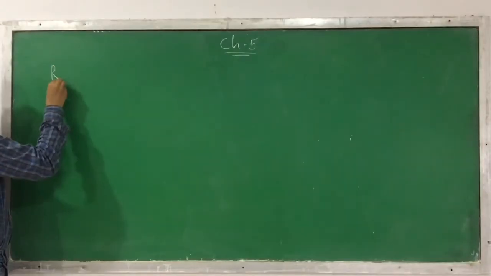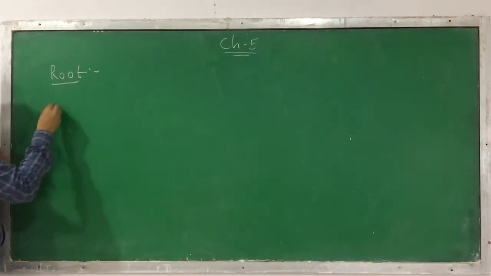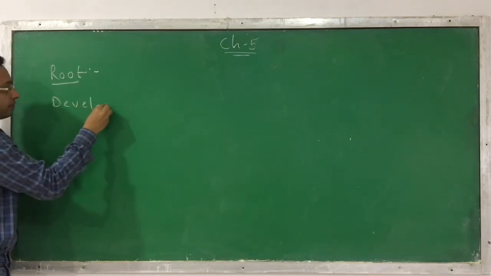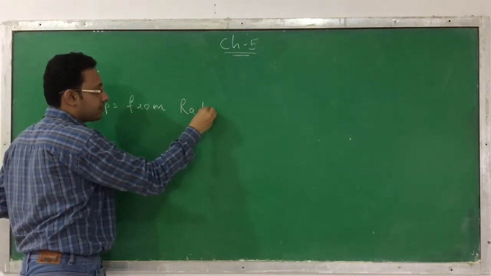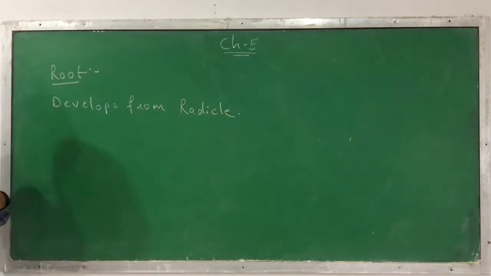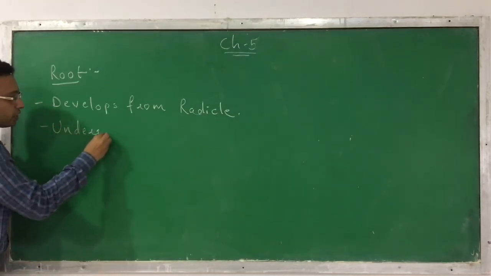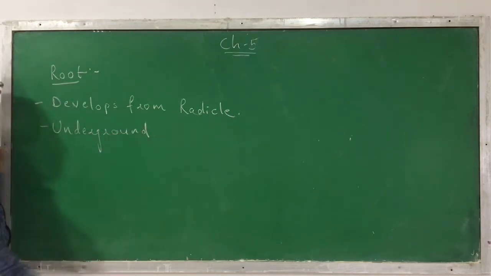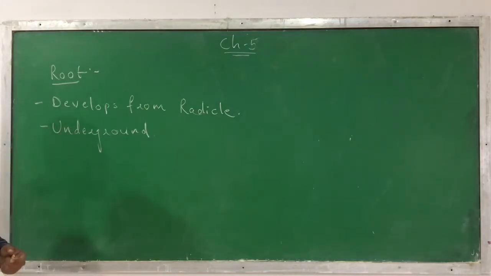So now we are going to start with the first organ, the root. Here the first point is that the root develops from the radicle. This is clear. Where is it present? It is an underground portion. Usually it is present underground. Clear? That means it develops beneath the soil. So it develops in the direction of the soil, in the direction of water. Okay? So this is what happens. And it develops in the opposite direction of sunlight.